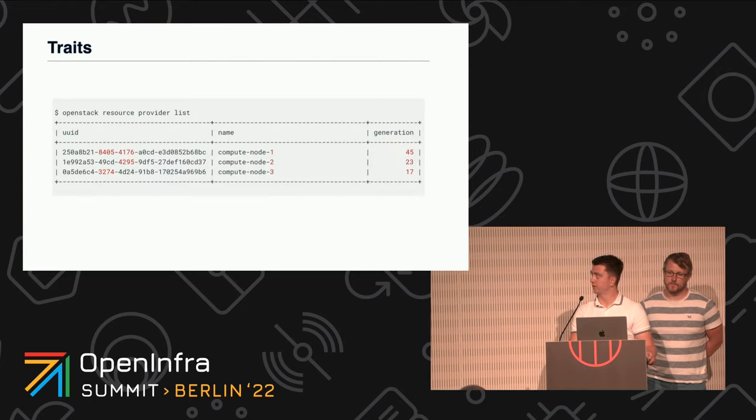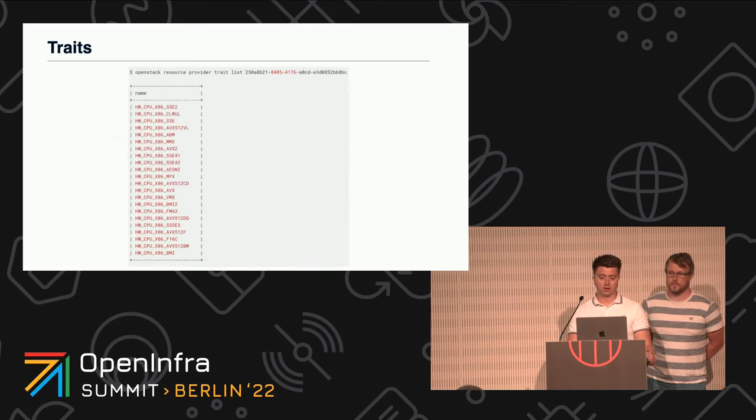So here we've got three compute nodes, and as you can see in the list, there's no real way to determine what kind of qualities each hypervisor has. They all kind of look the same. So if we look here, we've got the default traits that are applied to the hypervisor by Nova. So these are standard by the placement service.